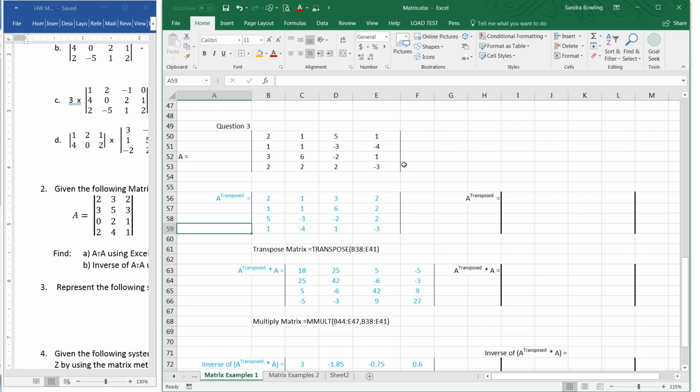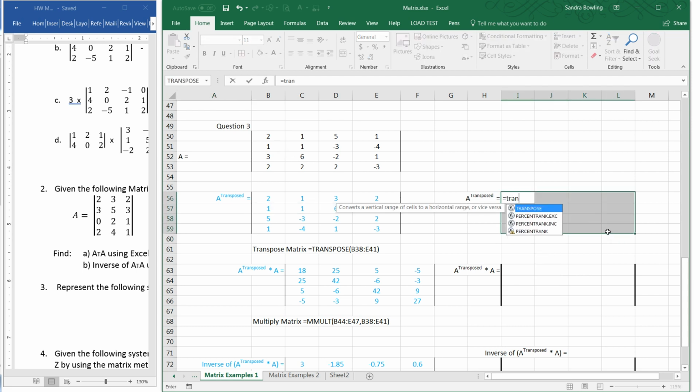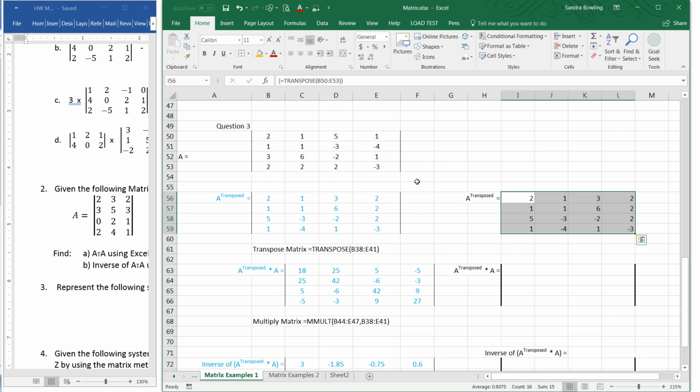So I know it's a 4 by 4, so I highlight the 4 by 4 and I go equal sign and I type in transpose, parentheses, and highlight the cells that I want to transpose. And then I go enter. Oops, I should have hit Control Shift Enter, remember. Equals transpose, parentheses, highlight the cells, Control Shift Enter. All right, so notice that now the row becomes the column. Okay, so that's the first step.